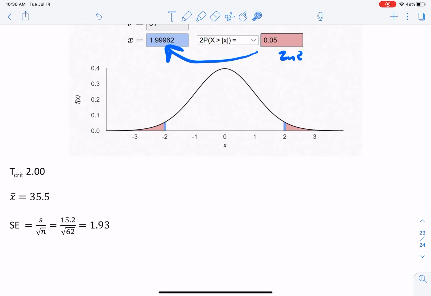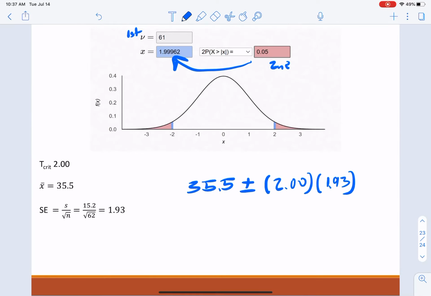So let me write out what's kind of going on. We found this to be the mean. And what we're going to do here, we're going to plus and minus our t-crit 2 times our standard error, which is 1.93. Now this is just the denominator of the t-stat. Okay, easy peasy, right?